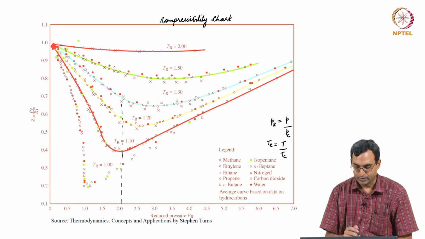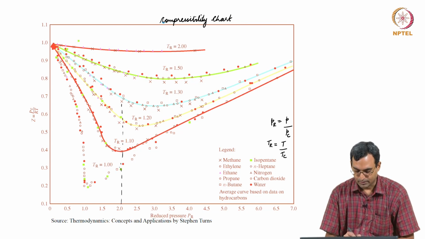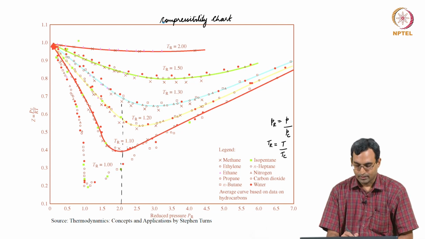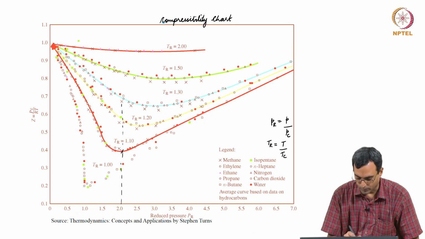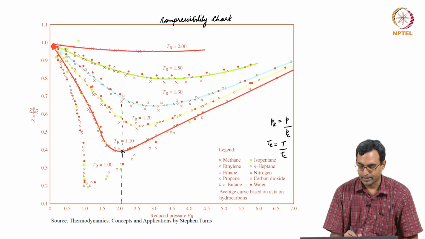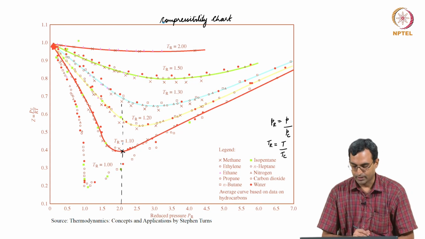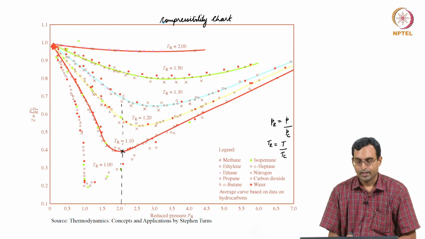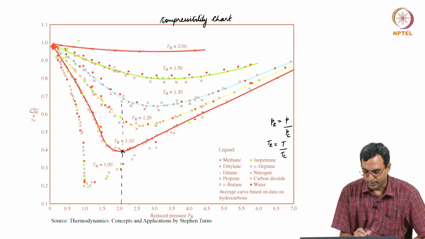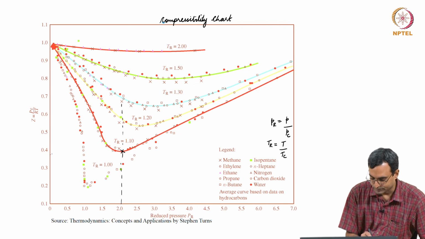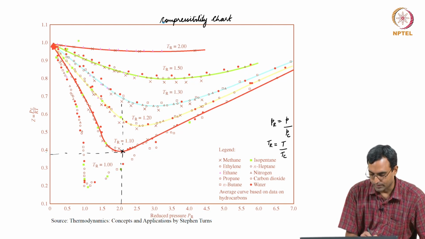So, if I was at say 1.1 TR, and at a pressure of say 2 PR, then that would give me this point over here, the intersection of TR equal to 1.1 and PR equal to 2. If I wanted to know now what the volume is over here, what I can do is find out the value of Z, which is about 0.4.